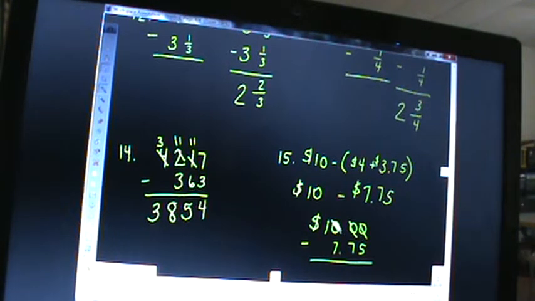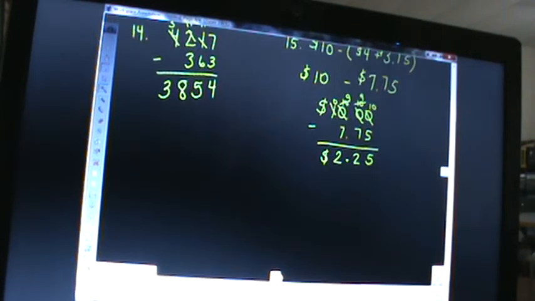Cannot subtract, so we'll come over until we can borrow. $10 minus 5 is 5. 9 minus 7 is 2. 9 minus 7 is 2. So our answer is $2.25.